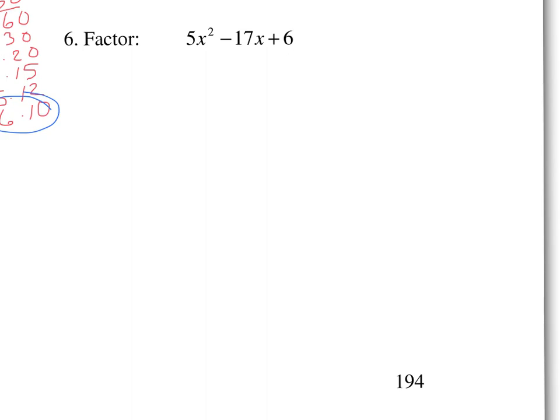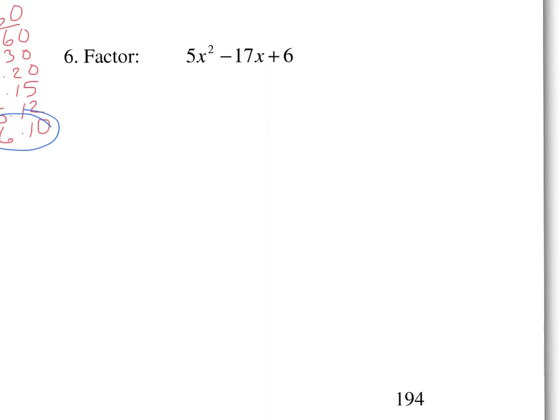All right, number 6. 5x squared minus 17x plus 6. The 5 is not common, so we're going to have to do this square root method, or some other method if you know it. Your book outlines 2 other methods if you want to use them.